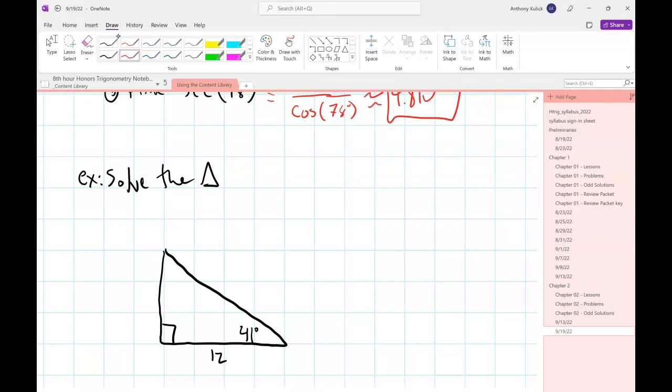All right, last example in this section. If I ask you to solve the triangle, what am I asking you to do? All the side lengths and all the angle measures. Does it matter which order we do these? It doesn't. What do you want to start with? Angle, okay? I'm going to call that angle x. How do I find that angle? Angle summation theorem, the triangle sum theorem. So I should write 180 minus 90 minus 41, right?